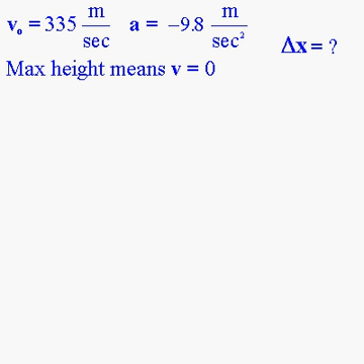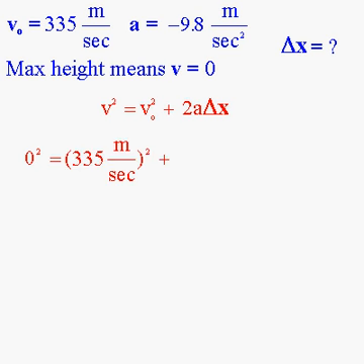We need an equation that relates velocity, acceleration, and displacement. What about this one? V squared equals v naught squared plus 2a delta x. All right then, let's plug into the equation. V is 0, v naught is 335 meters per second, a is negative 9.8 meters per second squared, and delta x is what we need to figure out.